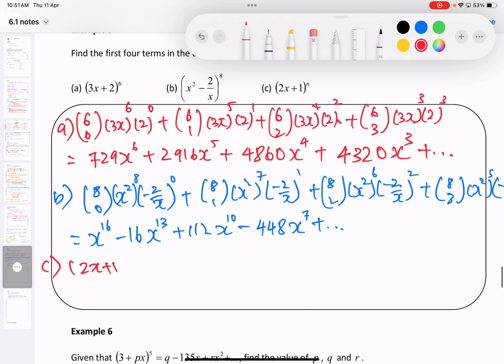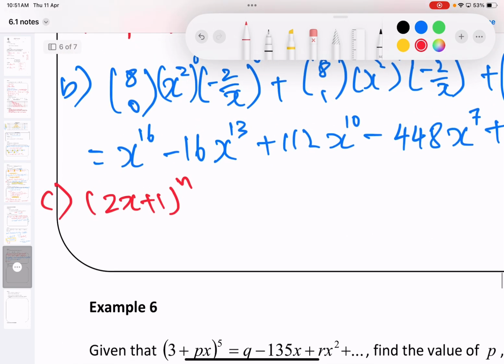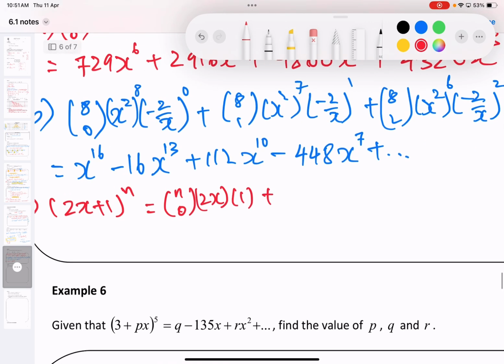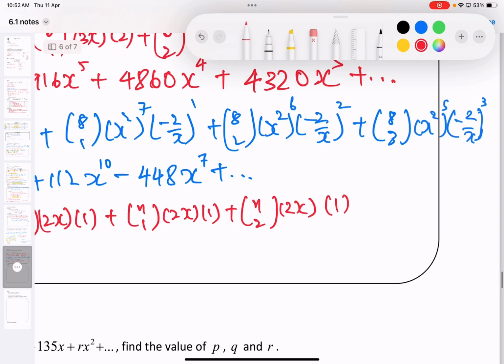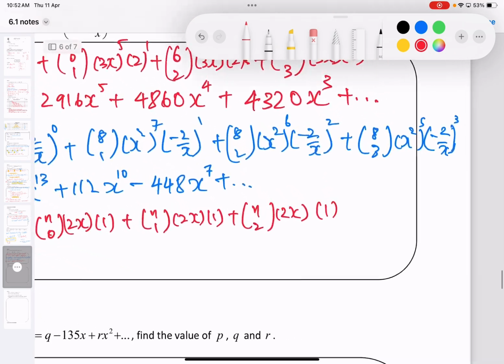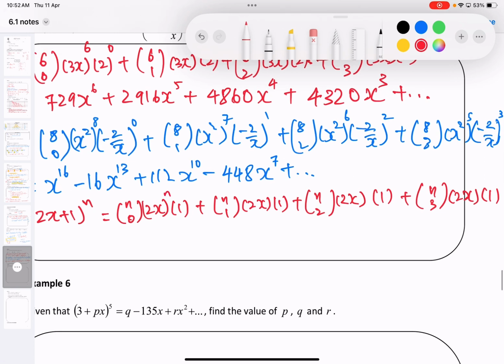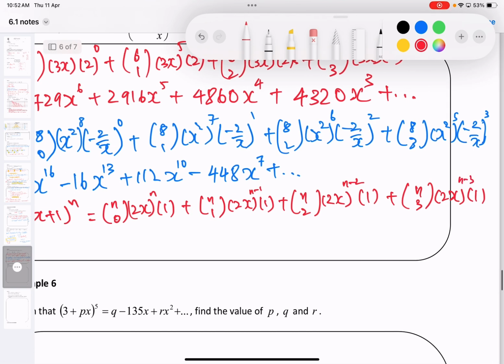Okay, 2x plus 1 raised to the power of n. Same thing. I have n choose 0, 2x, 1. Plus n choose 1, 2x, 1. n choose 2, 2x, 1. And how many terms do I need? 4, right? 1, 2, 3. One more. n choose 3, 2x, 1. Alright, so I just need to fill in the powers. This is n, this is n minus 1, n minus 2, this is n minus 3. And then of course this is 0, 1, 2, 3.